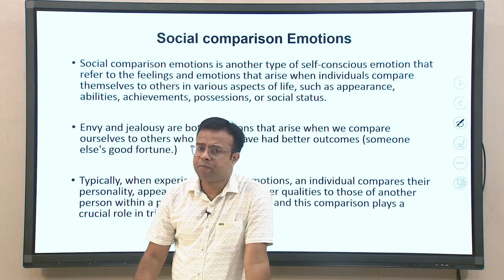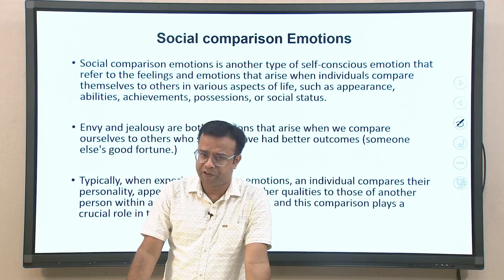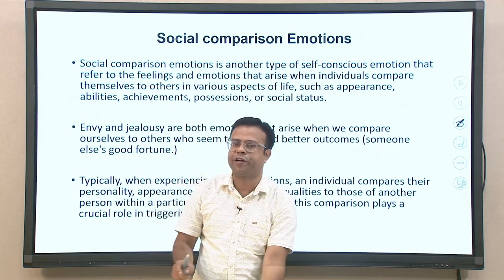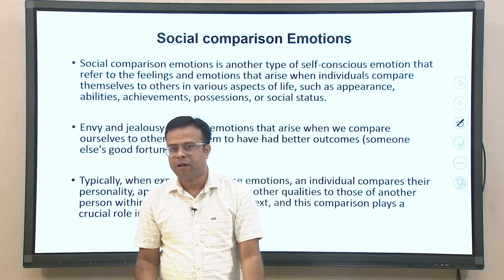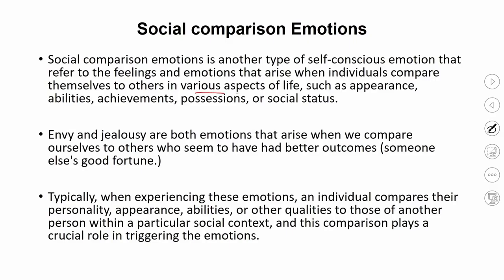So, social comparison emotion is another type of self-conscious emotion that refers to the emotion that arises when individuals compare themselves with others. Now, this comparison can be on various aspects of life, such as your appearance. People can compare their appearance with other people, whether they look better than other people or not. It could be based on abilities, whether you are more skilled than others. It could be based on certain achievements in life, how you see your achievement as compared to others. Possessions, whatever material possessions you have, social status and so on.